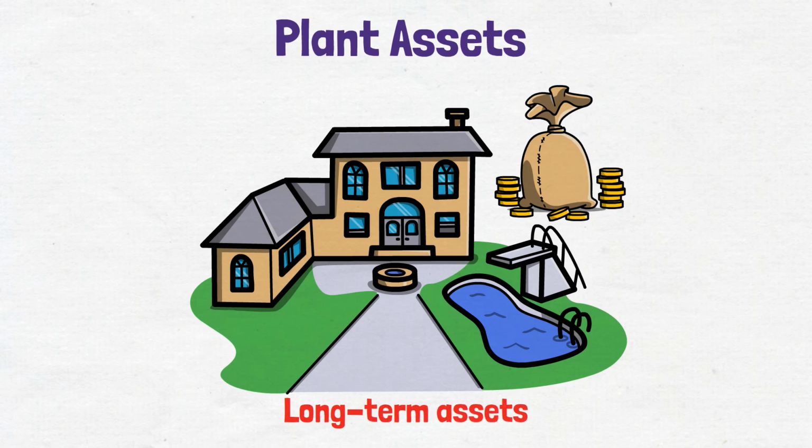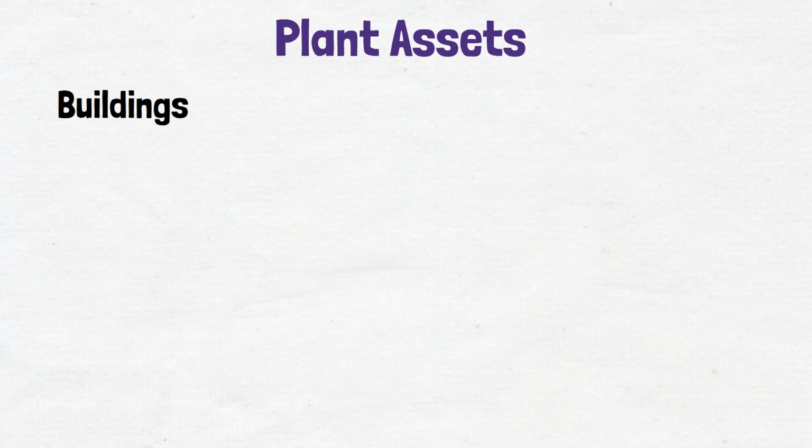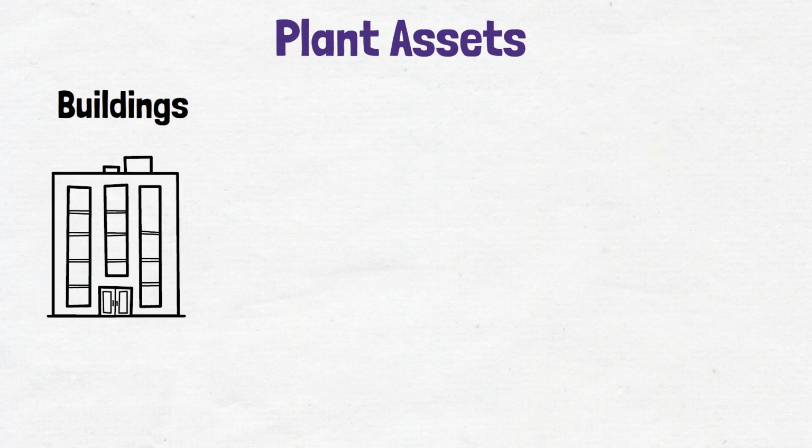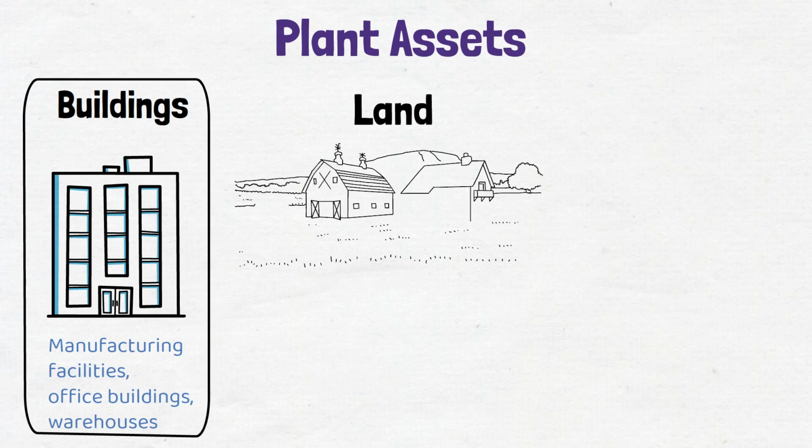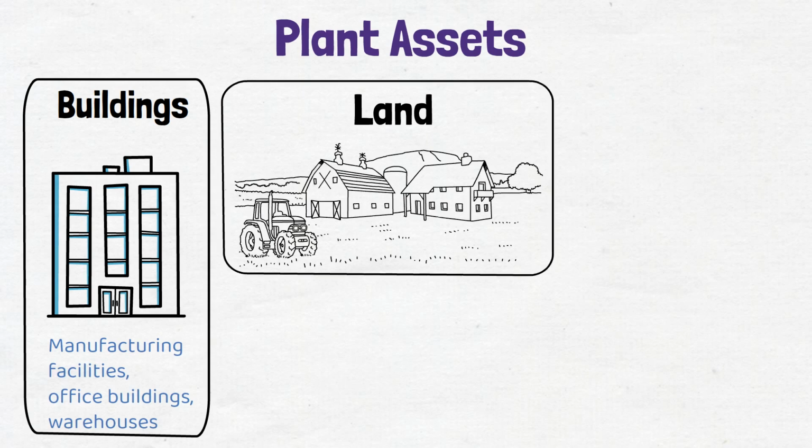Examples of plant assets include buildings. These are structures that are used by the business for its operations, such as manufacturing facilities, office buildings, and warehouses. Land includes any land the business owns and uses in its operations, such as a factory site or office park.